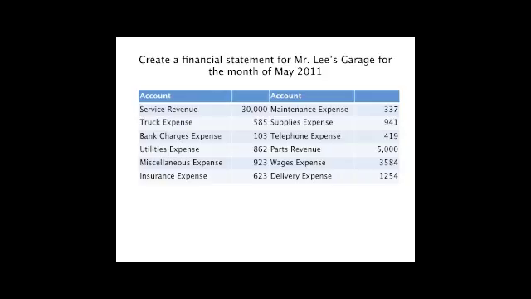Here are a list of accounts, and you will have to create a financial statement. The financial statement that is going to be created for all these revenues and expenses is an income statement, which is the form of financial statement which focuses on your revenues and expenses, as I have mentioned previously, and the numbers beside each account is the amount for each revenue and expense.